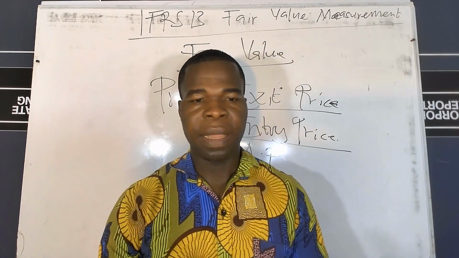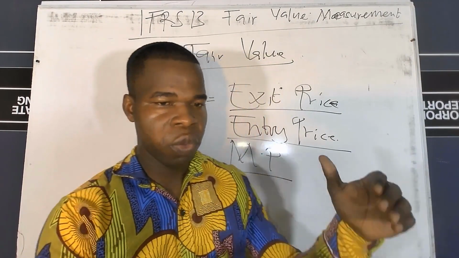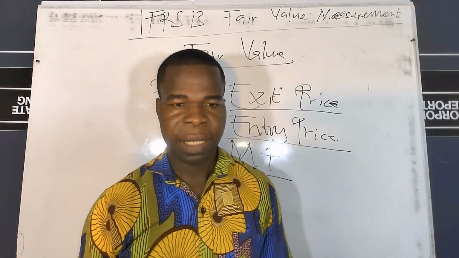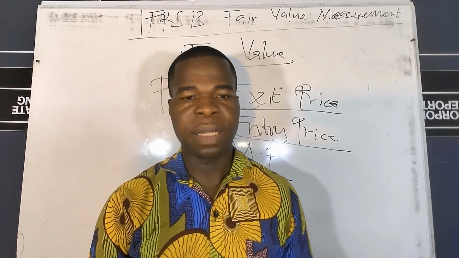Now remember that the definition mentioned assets and liabilities. But here, IFRS 13 does not only focus on assets and liabilities. It also provides guidelines for measurement of what? Owner's equity or equity instruments. Now, having understood the definition of fair value under IFRS 13, we say it's a price that will be received to sell an asset or paid to transfer a liability in an orderly transaction between market participants at the measurement date.